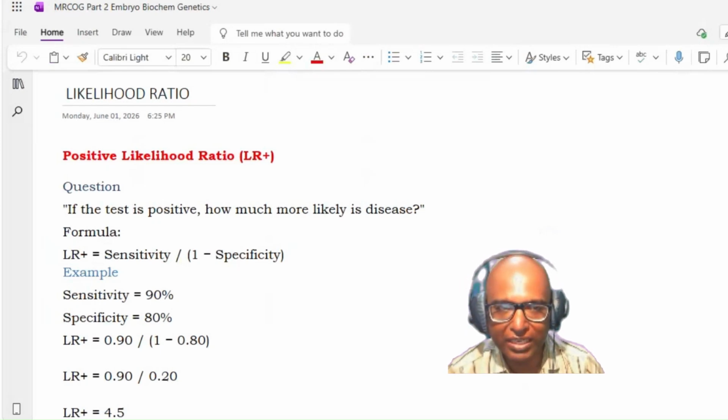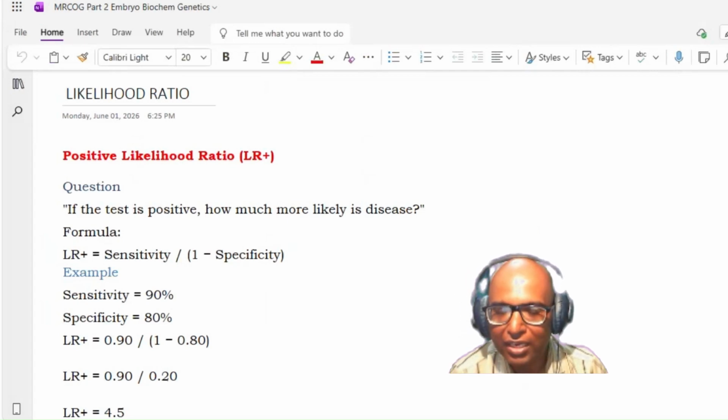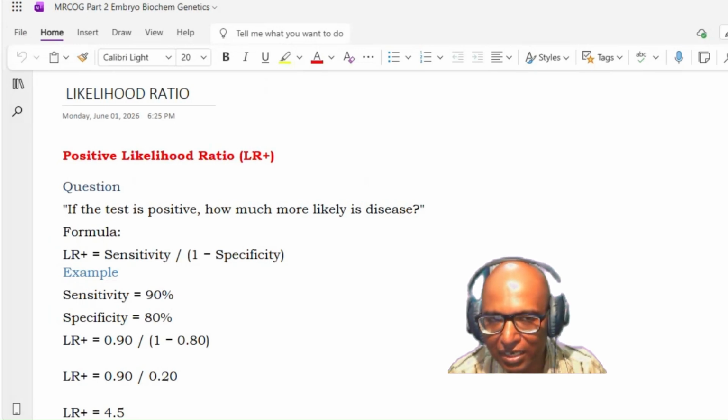Welcome all. We continue with our epidemiology module, and today's talk for the discussion is the likelihood ratio. Likelihood ratio is a continuation of your screening test only. In the screening test, what we have seen up till now was the sensitivity, specificity, positive predictive value, negative predictive value.